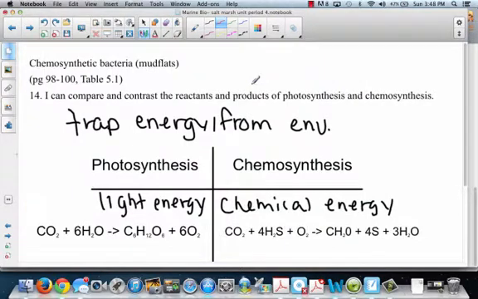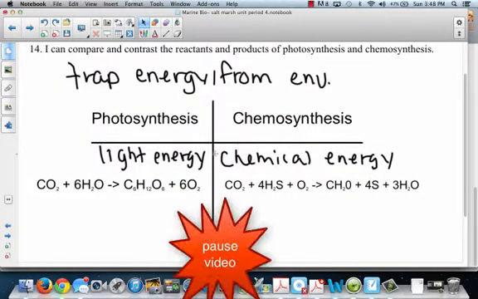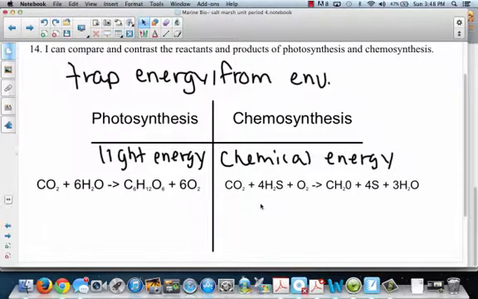And so going back to our chart, I cleaned mine up a little bit. I want you to pause and write this down. Photosynthesis has light energy, whereas chemosynthesis has chemical energy. Pause the video and write these chemical equations down. All right, now that you have these down, I want to label the reactants and the products so that we can look at them a little more visually.